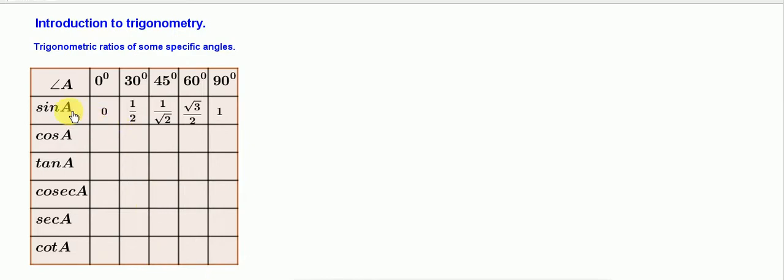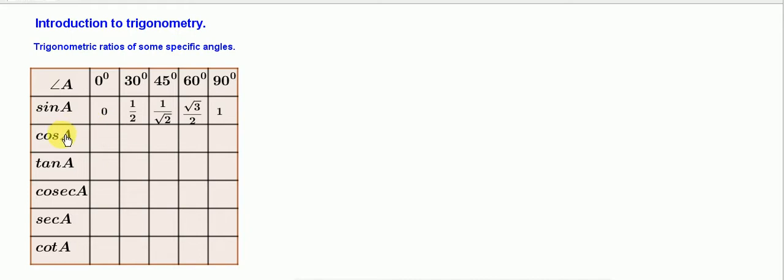Observe here, sin 0 degree is equal to 0 and sin 90 degree is equal to 1. In between these two values, we have three more values. But in denominators of all these three values, we have 2. But in denominator of sin 45 degree, we have root 2. Therefore, we can easily memorize all these 5 values.